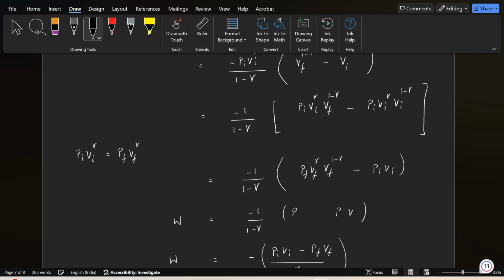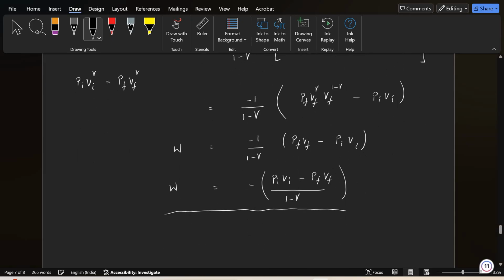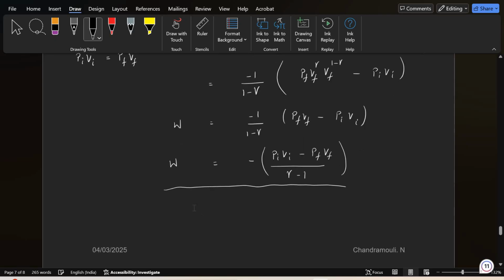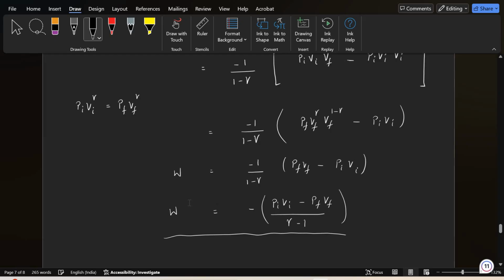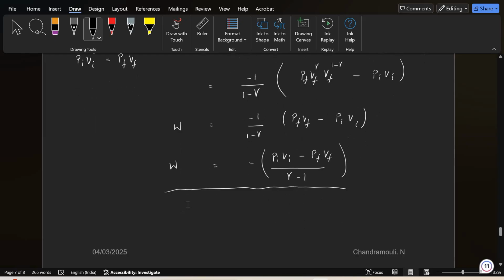Okay. So PF VF will remain the same, minus PI VI. Then I have just rewritten it so that it resembles the answer in the option. Okay, so this is the final answer. Do you understand this part or do you have some doubts here? No, sir, understood. Okay, good.